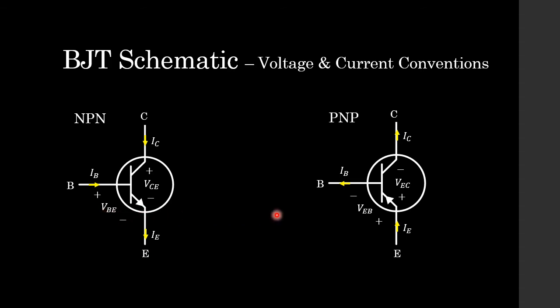Now this also applies to our PNP transistor. If we follow our current IE from our emitter terminal, it comes up to this point and splits into our base current and our collector current. So once again, if we apply KCL, IE is equal to IB plus IC. Now when we're looking at the voltages, we no longer go VCE, now we go VEC, and we can see that the positive end should be our emitter terminal. Between our base and our emitter, it's now EB, and the positive terminal should be our emitter when we're working with a PNP transistor.